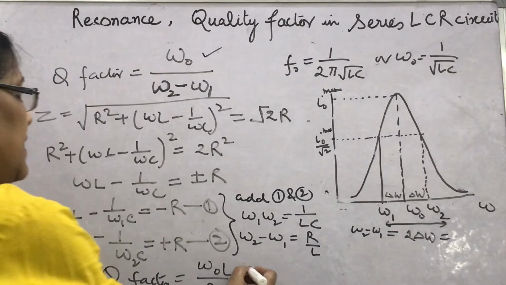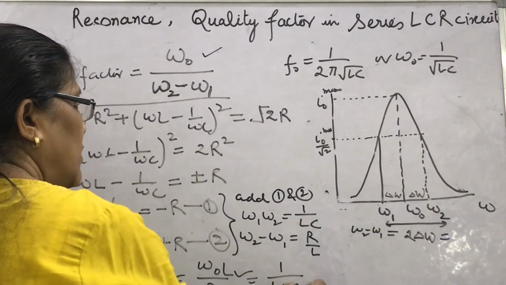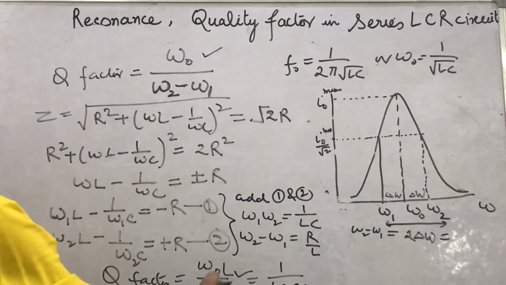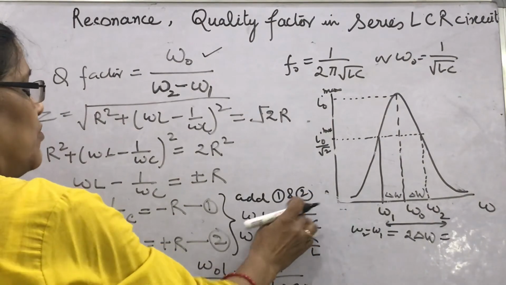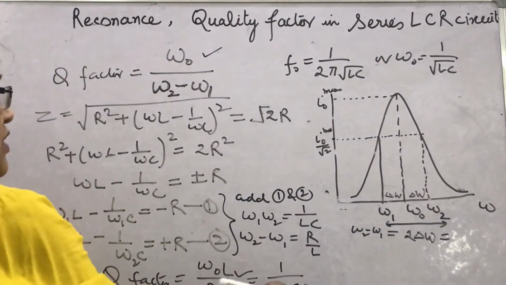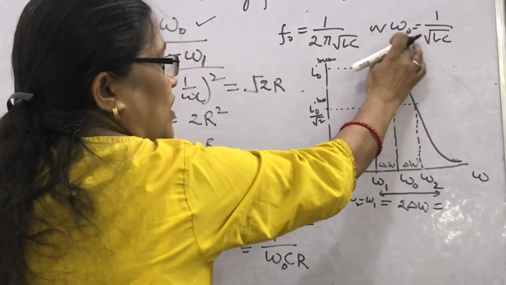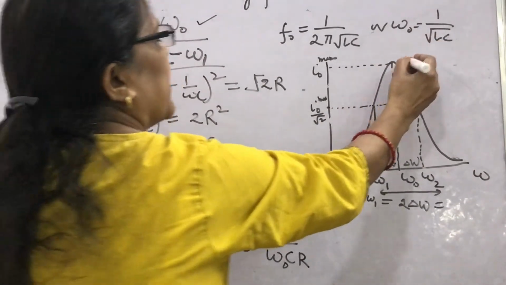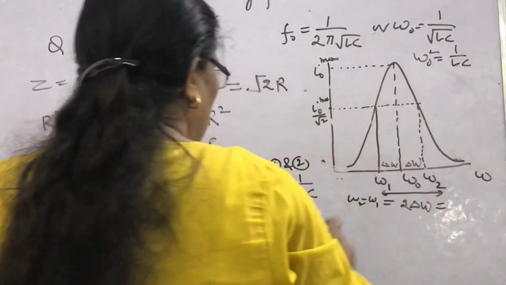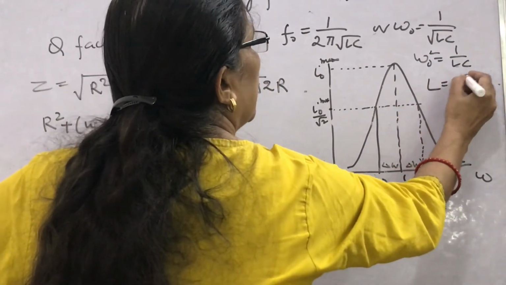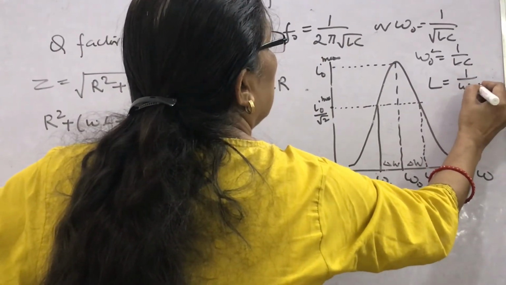How? You can write here, this can also be written as 1 upon omega naught CR. Look here, this is L by R and omega 1 into omega 2 is 1 by LC. So, in terms of C and R, you have removed L by taking the square. Omega naught square will be 1 by LC. So, you have to remove L, you write here 1 upon omega naught square C.